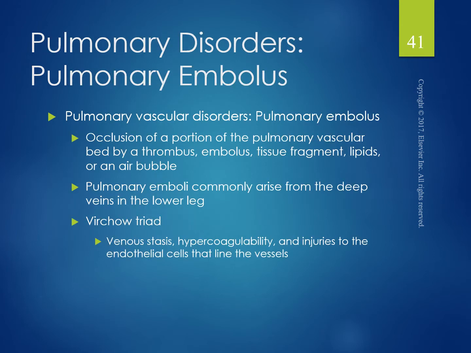Okay, so pulmonary disorders, pulmonary emboli. A pulmonary embolus is an occlusion of a portion of the pulmonary vascular bed by a thrombus, embolus, tissue fragments, lipids, or air bubble. Pulmonary emboli commonly arise from deep veins in the lower leg. They may have Virchow's triad, which is venous stasis, hypercoagulability, and injuries to the endothelial cells that line the vessels.